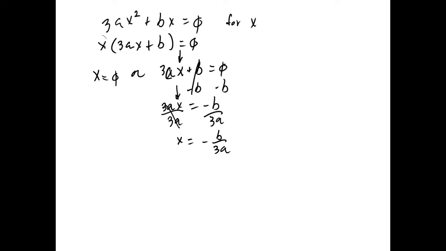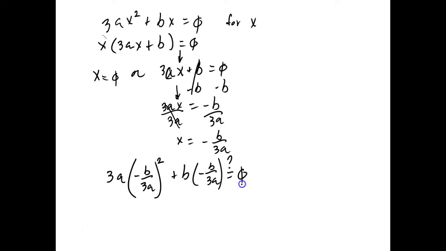Instead of x, we're going to put minus b over 3a. So this comes down as 3a times minus b over 3a squared, right? That's what your x was. You got to square it. Plus b times minus b over 3a. Supposedly, that's equal to 0. We don't know. We want it to be. Let's see if it is. You don't have to do this, remember, but it just verifies whether your answer is right or not.